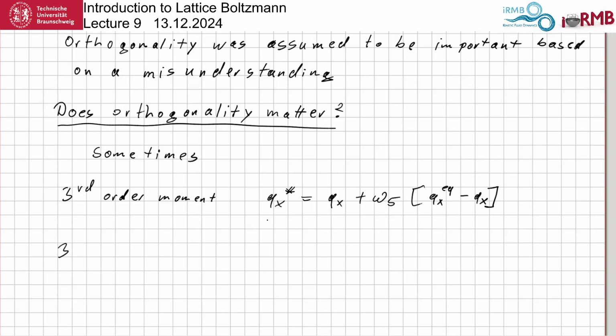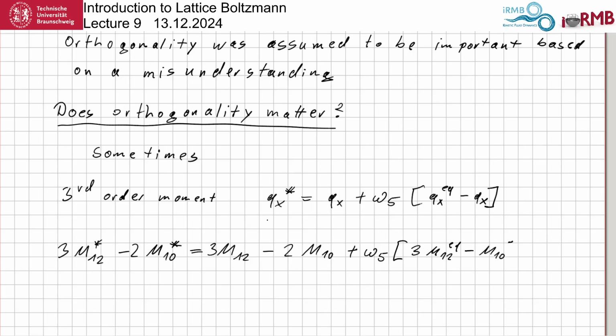So you can write it in terms of countable moments, saying that this is 3 times the moment m12 minus 2 times the moment m10. And this for the pre-collision is the same. So here comes the pre-collision, m12 minus 2 m10 plus, now comes omega, here comes the equilibrium of these guys, m12 equilibrium minus m10 equilibrium, minus again the pre-collision part, so the 3 times m12 plus 2 times m10.